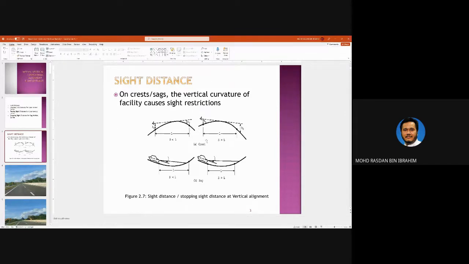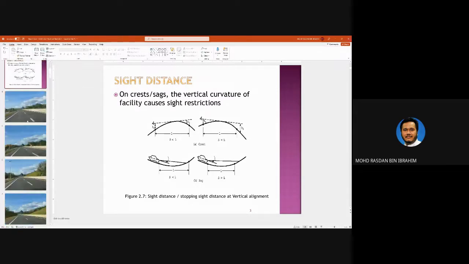Okay, so these diagrams are given in books. Normally, they use this diagram where S is less than L and S is more than L. This means that the sight distance is less than the length of the curve, the length here. And then the next case is where the sight distance is more than the length of the curve. Okay, we'll get into that in a moment.